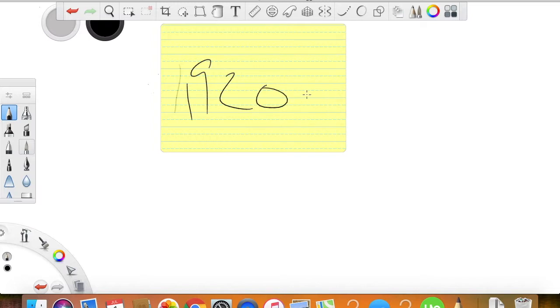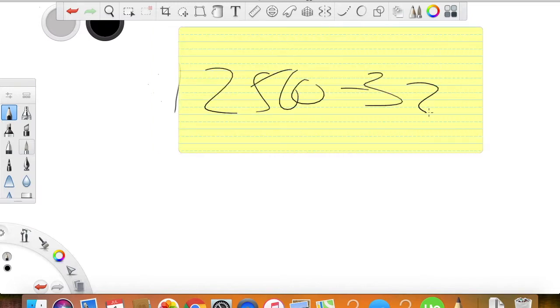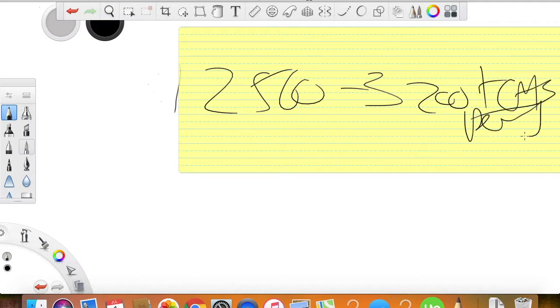Now, say you're trying to gain weight or you just have to perform a lot. Say you're a competitive power lifter and you're working out nonstop, doing massive splits. Then even though your BMR is 1,920, you're probably going to need to eat 2,500 to 3,200 plus calories per day.